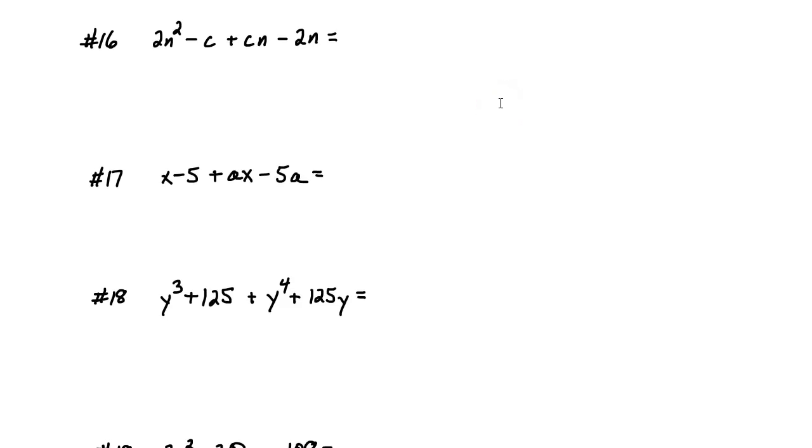Number 16, we have 4 terms, so we're thinking grouping. But if you group it as it is right now, there's not going to be any GCF for those terms. We need to change the order of the terms. Let's keep the 2n squared at the beginning and follow it up with the minus 2n. Then put the positive cn, and then put the minus c. Now let's group them in binomials.